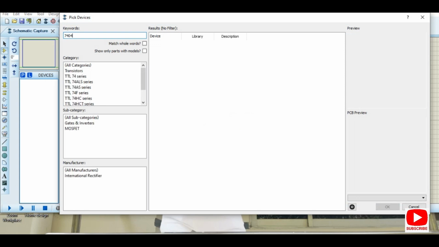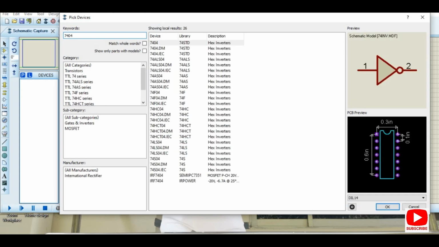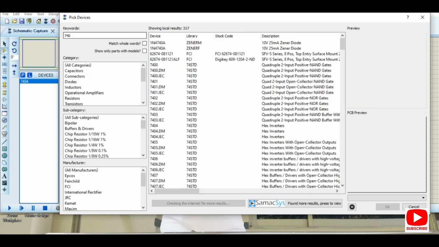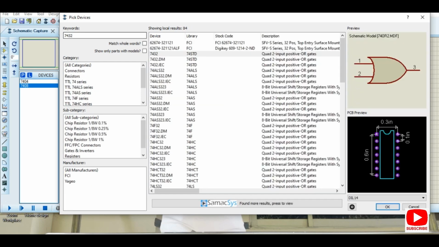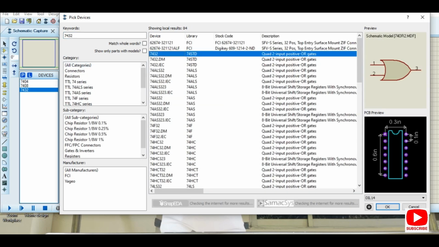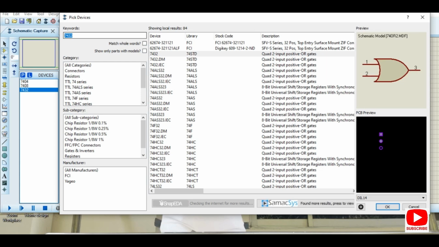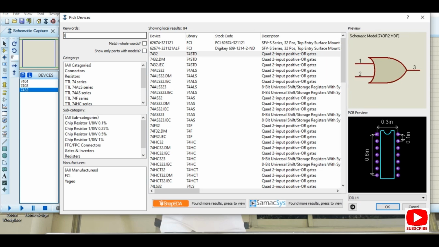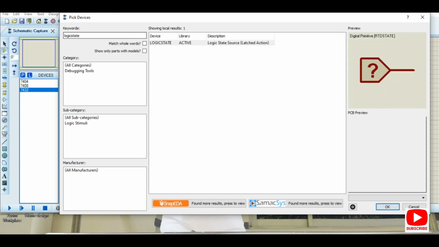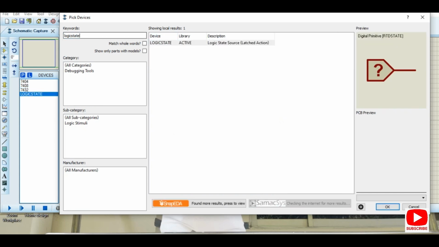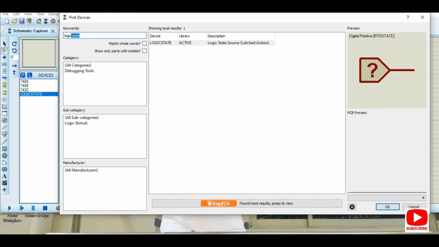So we have to call some ICs. 7404 is for the NOT gate. Here it is, the NOT gate, and we need 7408. This is for the AND gate, and we need 7432. This is for the OR gate. We also need some logic state, and we need some logic probe.